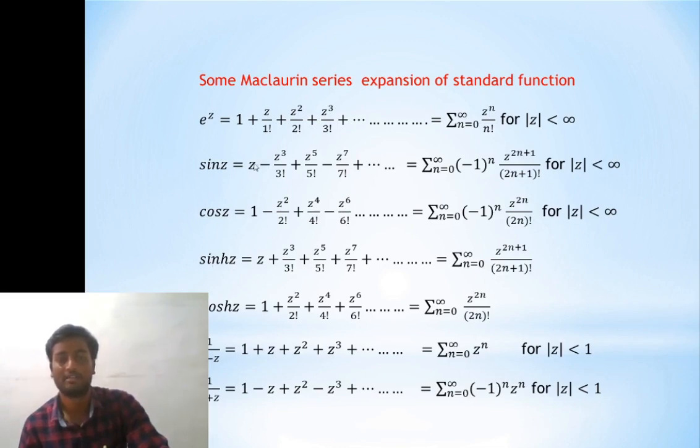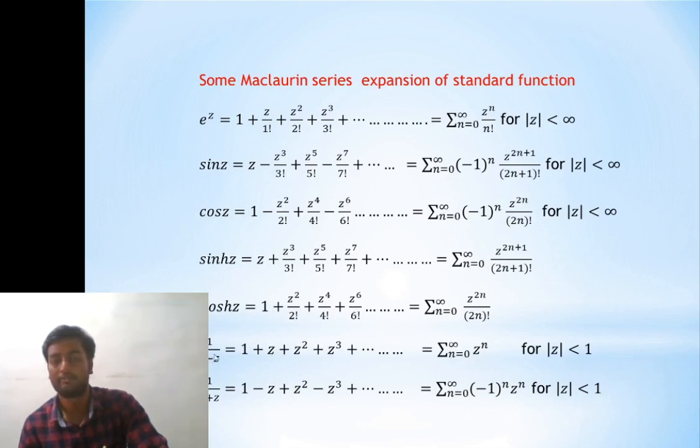Sinh z: in place of sin z, replace the negative signs by addition. So z plus z cube by 3 factorial plus z power 5 by 5 factorial and so on. Similarly cosh z. So this is your expansion.